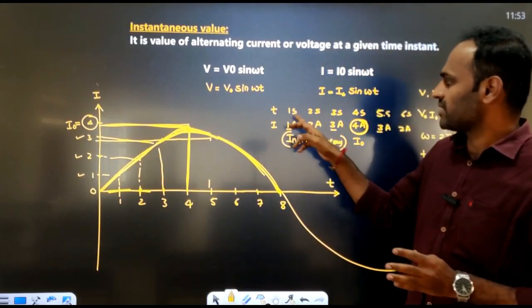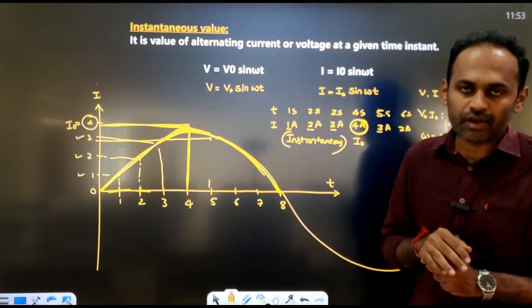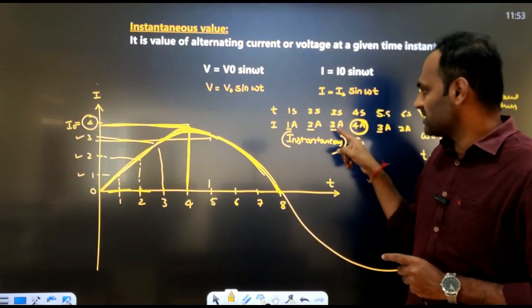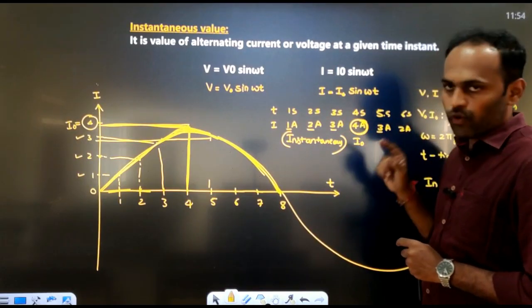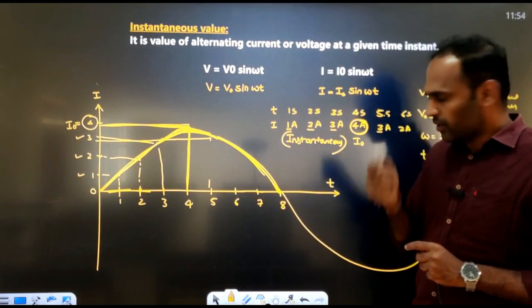How much is the current at 1 second? 1 ampere. 1 ampere is an instantaneous value. How much is the current at 3 seconds? 3 ampere. 3 ampere is instantaneous. How much is the current at 4 seconds? It is 4 ampere and it is the maximum value. So it is called the peak value.